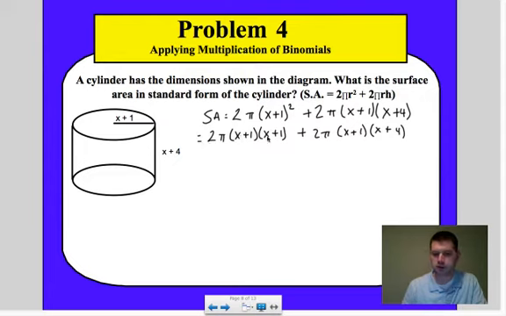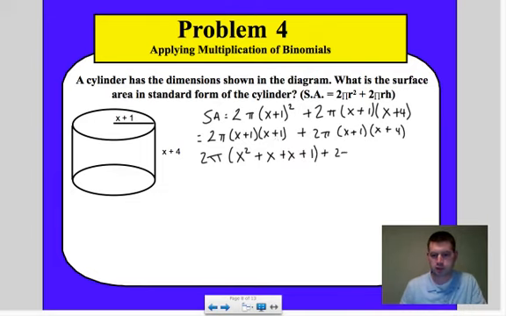So we take our x times our x, our first. Okay, we're going to get our 2 pi, and I'm going to write this in parentheses again. So we get our x squared, x plus 1, which is going to give me an additional x, x times 1, again, which is another x, and then 1 times 1, which is a 1.